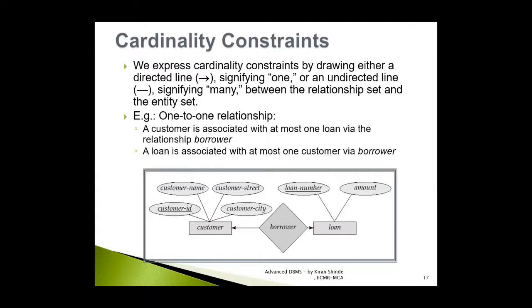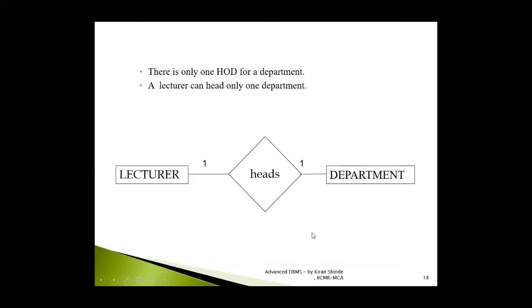Now here it is a one-to-one relationship. A customer is associated with at most one loan via a relationship borrower. Now, of course, this is an assumption. In a real-time scenario, we can have more than one loan in one branch, right? But here, just to make you understand, this example is considered. A loan is associated with at most one customer via this borrower relationship. So this is one more example of one-to-one cardinality. One lecturer heads one department. It means a person who is working as a lecturer in a certain department is also serving the department as a HOD, and that department will have only one head of the department. So this is one-to-one.